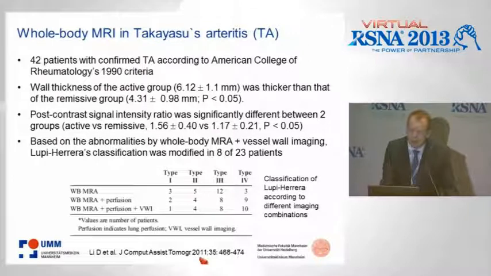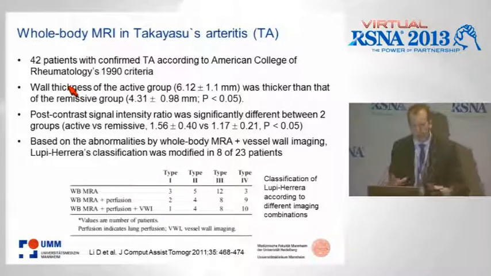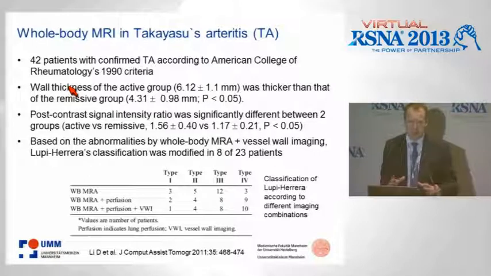And there's a study by Lee in the JCAT journal looking at 42 patients, and what they could find is that in comparison to the Lupi-Herrera classification, which also has implications for therapy, the combination of whole body MR, pulmonary perfusion assessment, and vessel wall imaging really caused a significant upgrade of this classification in 8 of the 23 patients. So it's really a very powerful technique also to classify these patients adequately for the right therapy.